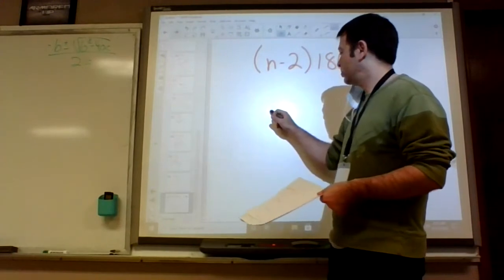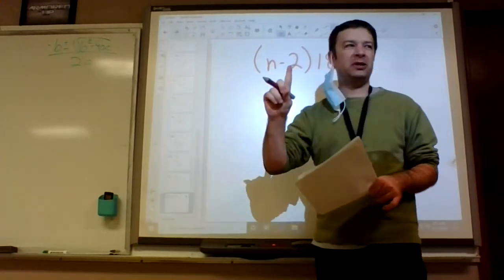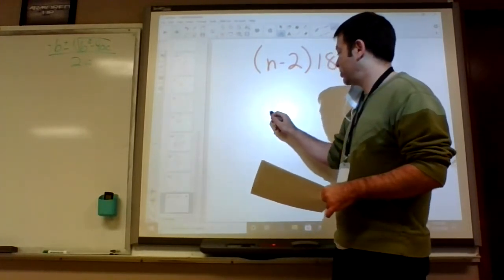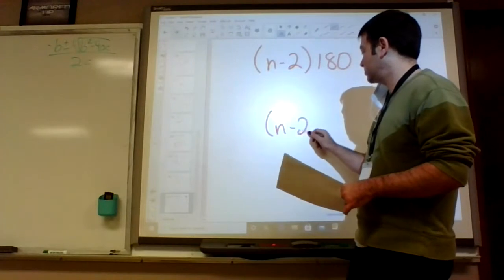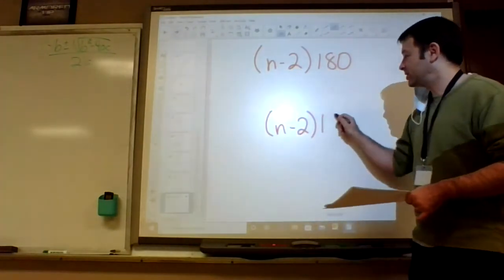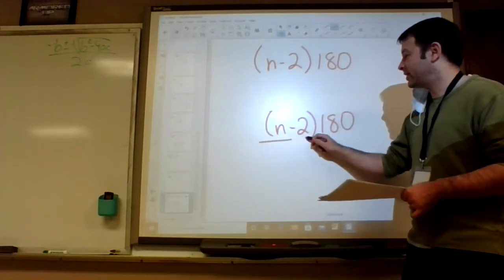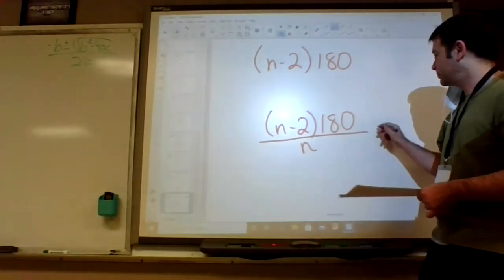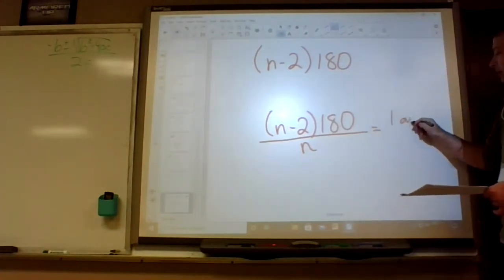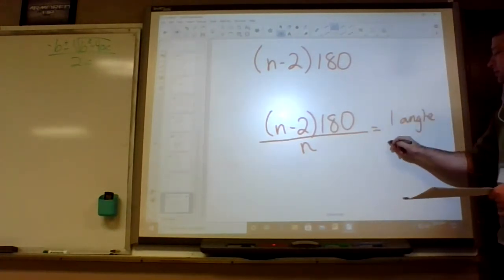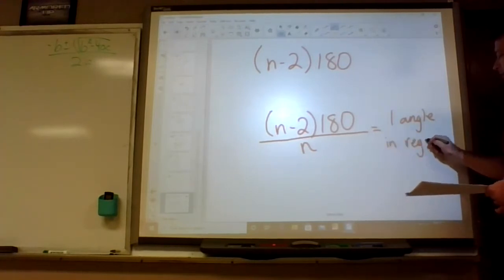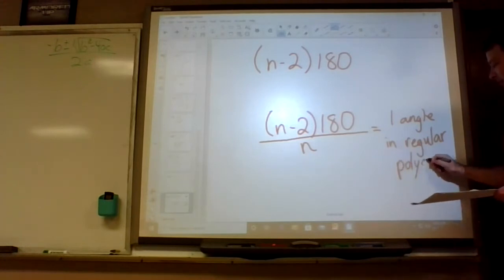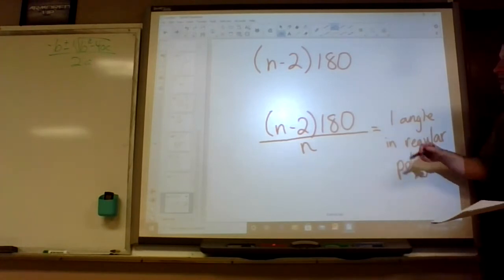90, where they want you to just find one angle. We'll talk about this more in a little bit, but if you have a regular polygon with just one congruent angle, so this finds all the angles. If you just divide that by the number of angles, which is the same as the number of sides, that would give you one angle in a regular polygon. It only works in regular polygons because all the angles would have to be the same for this to make sense.